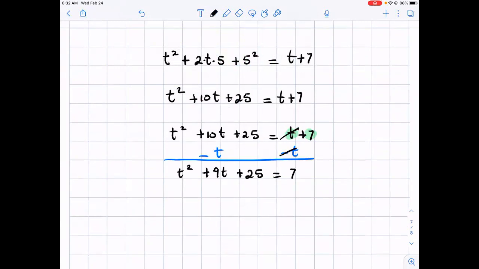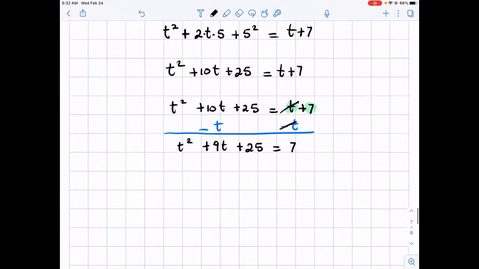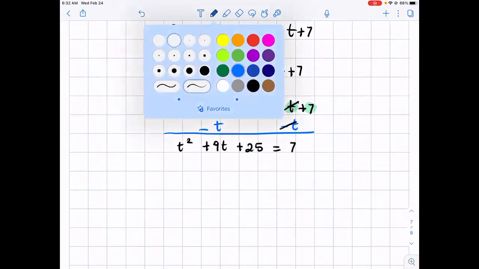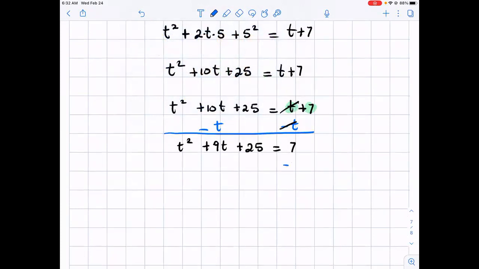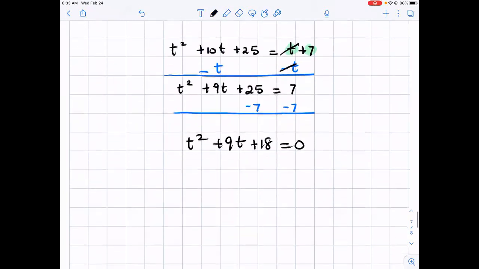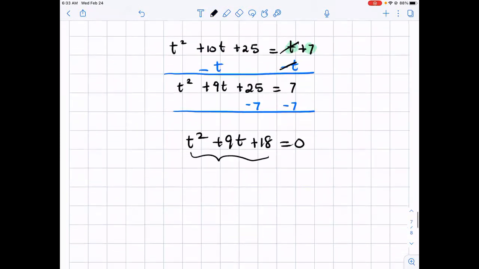And what do I do now? Well, it's not equal to 0, so I also have to subtract 7 on both sides. And by doing this, we have t squared plus 9t, and 25 minus 7 becomes 18, and that is equal to 0. And now to solve this, here we have to factor.